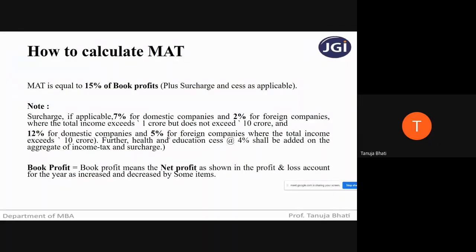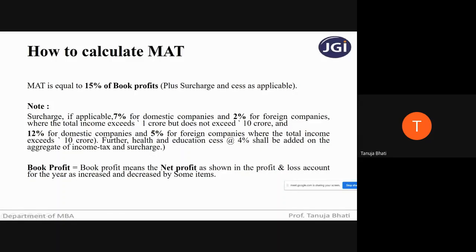How to calculate MAT: as you all know, as per MAT provisions, a company has to pay 15% of book profits as tax, plus surcharge and cess if applicable. Surcharge is applicable where the company's total income exceeds 1 crore but does not exceed 10 crores. The domestic company has to pay 7% surcharge, the foreign company 2% surcharge, and in case of companies whose total income exceeds 10 crores, they need to pay a surcharge of 12% in case of domestic companies and 5% in case of foreign companies.